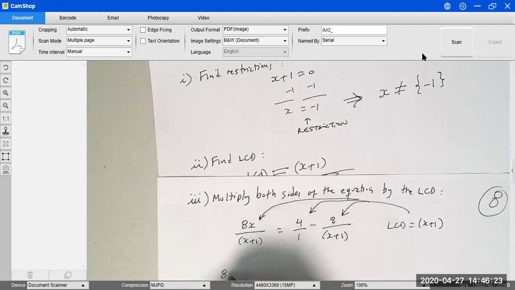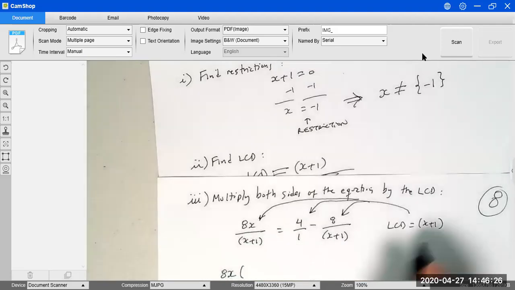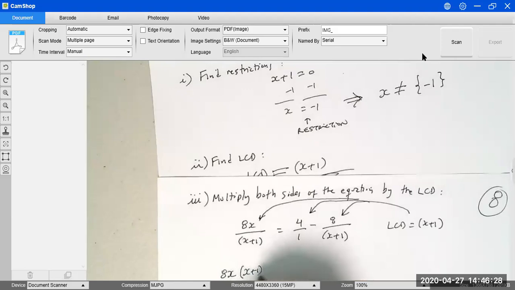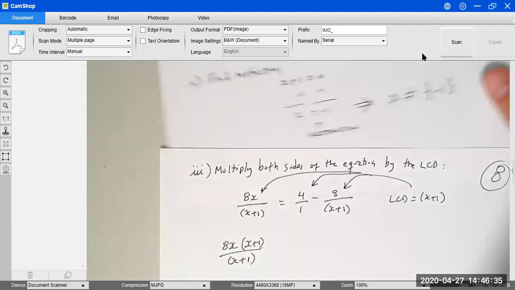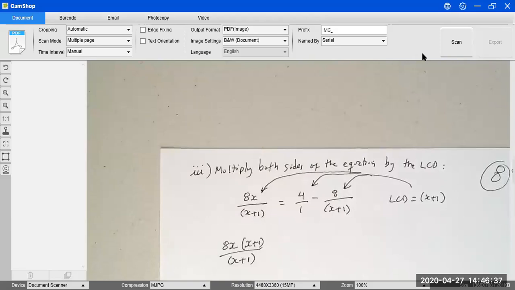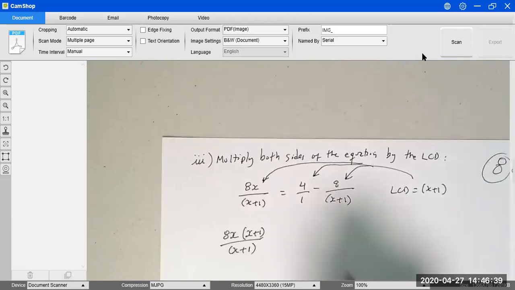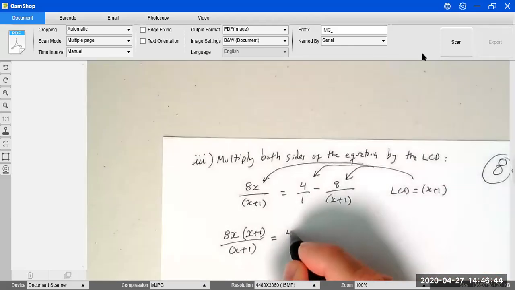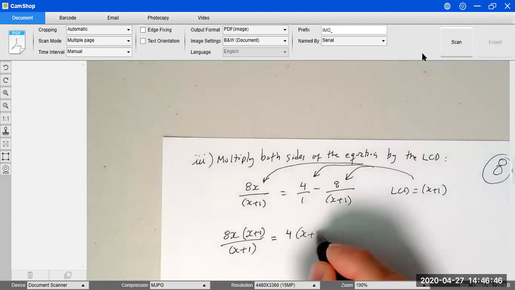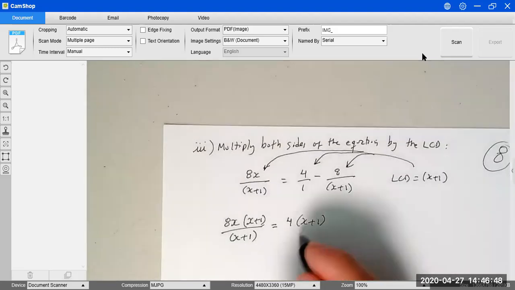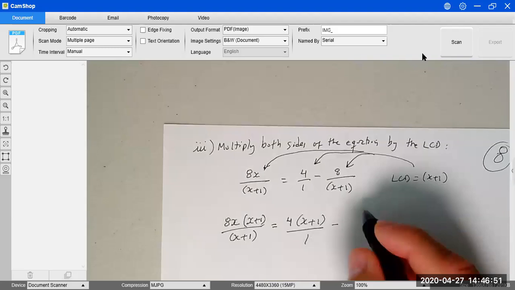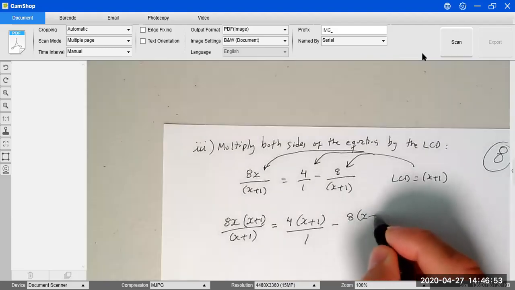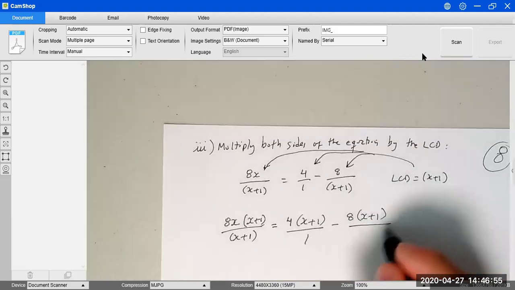You're going to have the first numerator ax that multiplies x plus 1, the least common denominator, then the denominator that I already have here. So pay attention, don't forget what you already have in the equation. We are just multiplying by the least common denominator. So here we have 4 that multiplies x plus 1 over 1, minus 8 that multiplies x plus 1 over x plus 1.